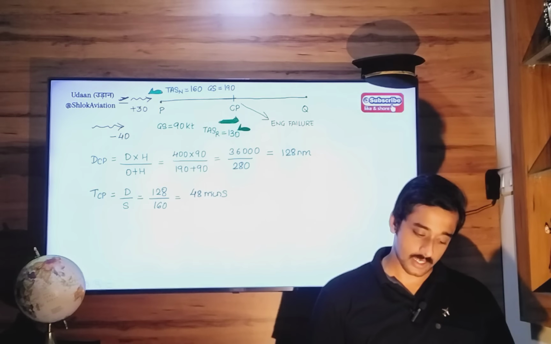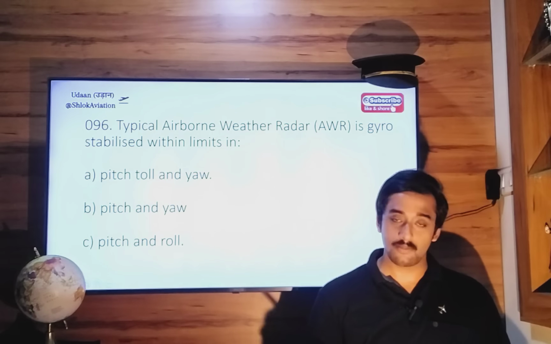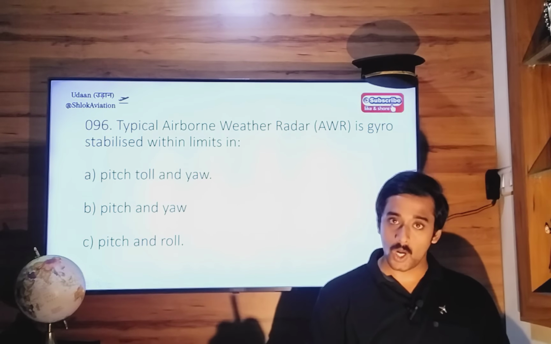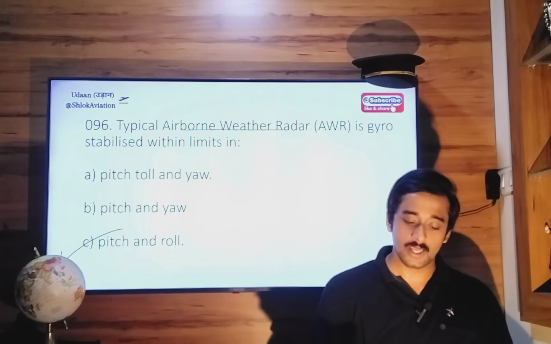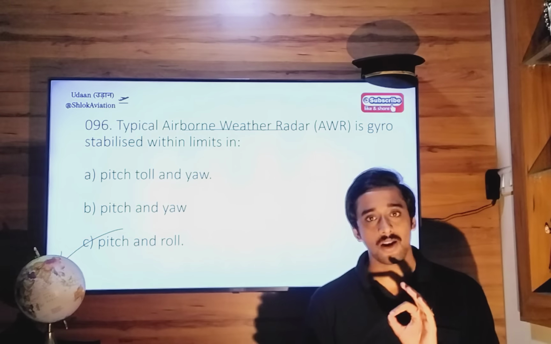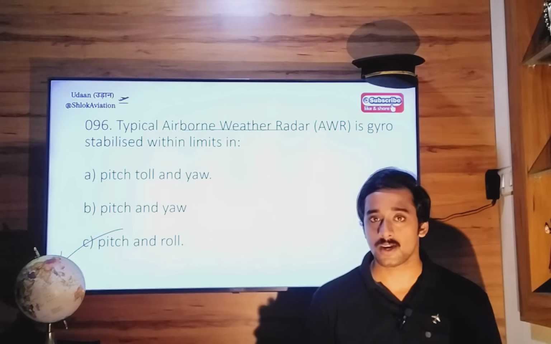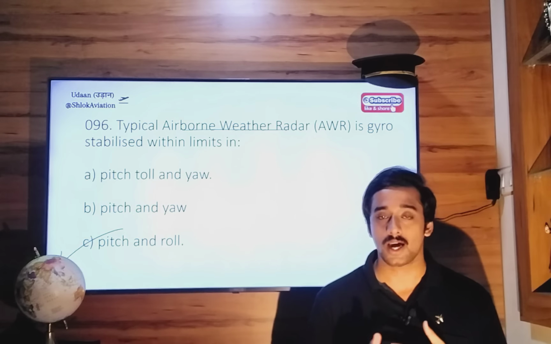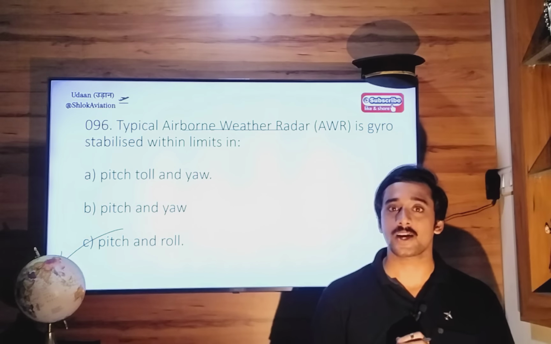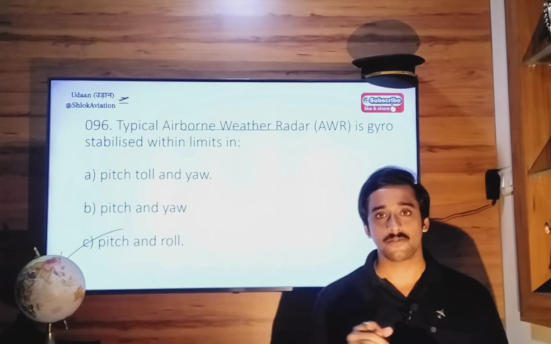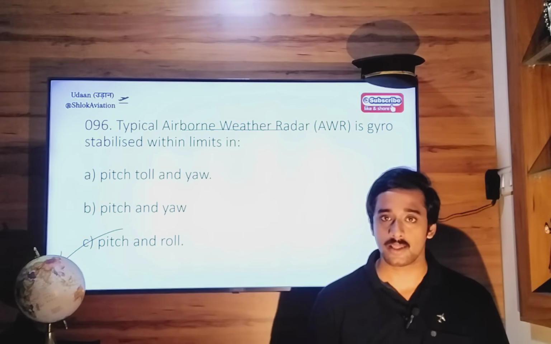That's it. Next. Typical airborne weather radar is stabilized within limits of pitch and roll. So, theoretical question. Your airborne weather radar is stabilized around pitch axis and roll axis. Do watch my lectures in which I have solved all airborne weather radar questions from Oxford, Keith Williams, R.K. Bali. Also, I have marked important questions from airborne weather radar chapter in Oxford. So, do watch that video lecture and mark the important points and keep revising those important points again and again for your exam.